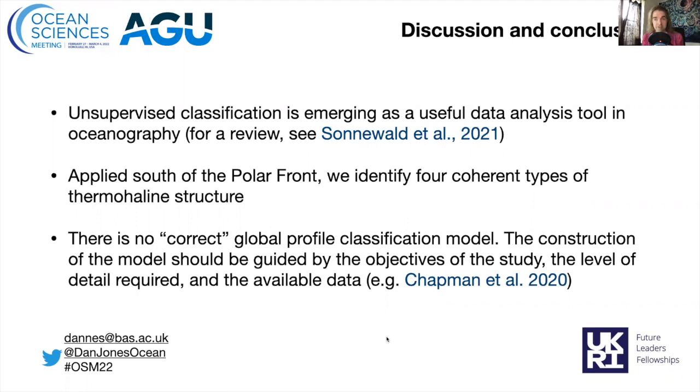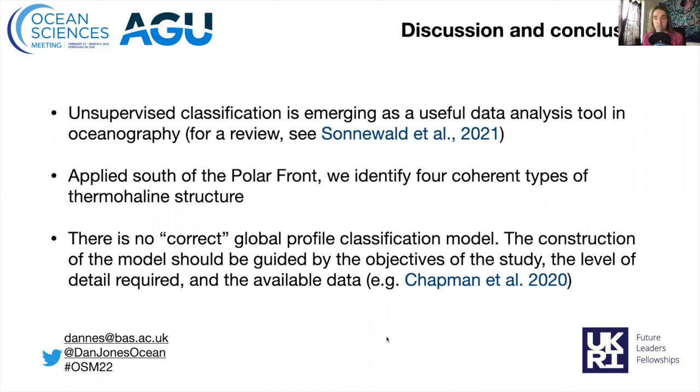Okay, so in summary, in recent years, unsupervised classification has been emerging as a useful data analysis tool in oceanography. There's a review paper by Maike Sonnewald and others, I'm on there as well, from last year, talking about general machine learning applications in oceanography, including unsupervised classification. And in this particular analysis, when we apply this technique south of the polar front in the Weddell Gyre sector of the Southern Ocean, we can identify these 4 different coherent types of thermohaline structure.